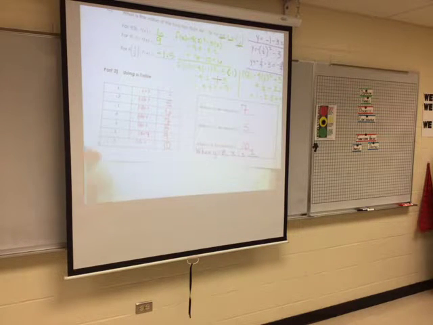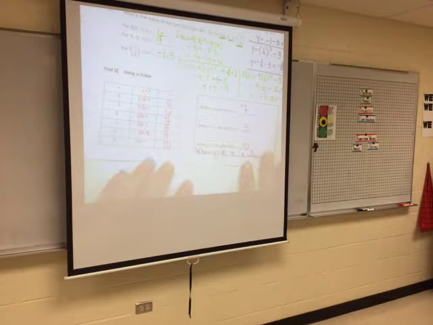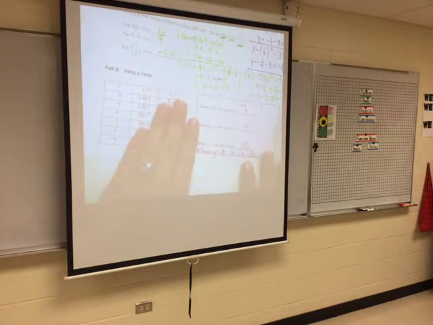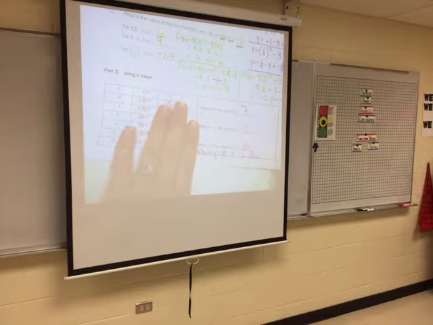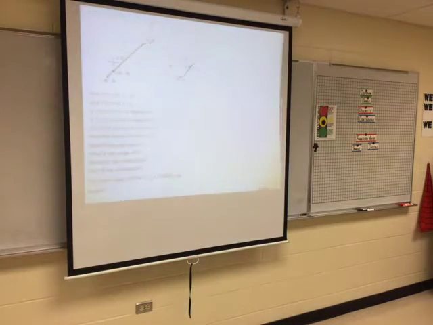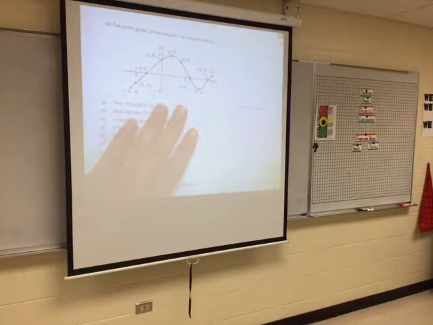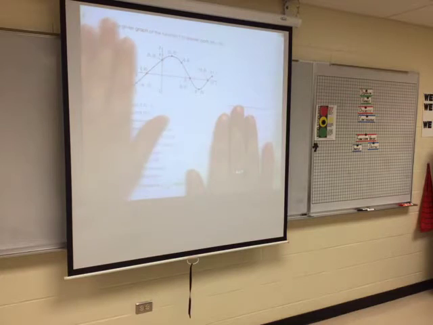All right. So we've done finding function values algebraically. We've done finding function values with a table. It's kind of fun. The fun doesn't stop. We're going to find function values using a graph. So on the back, if you would, turn your paper over to the back.